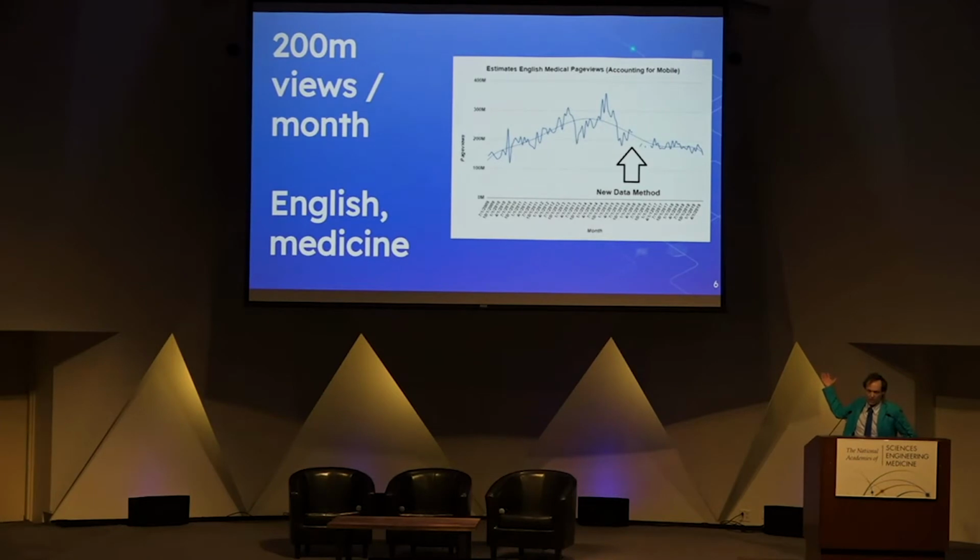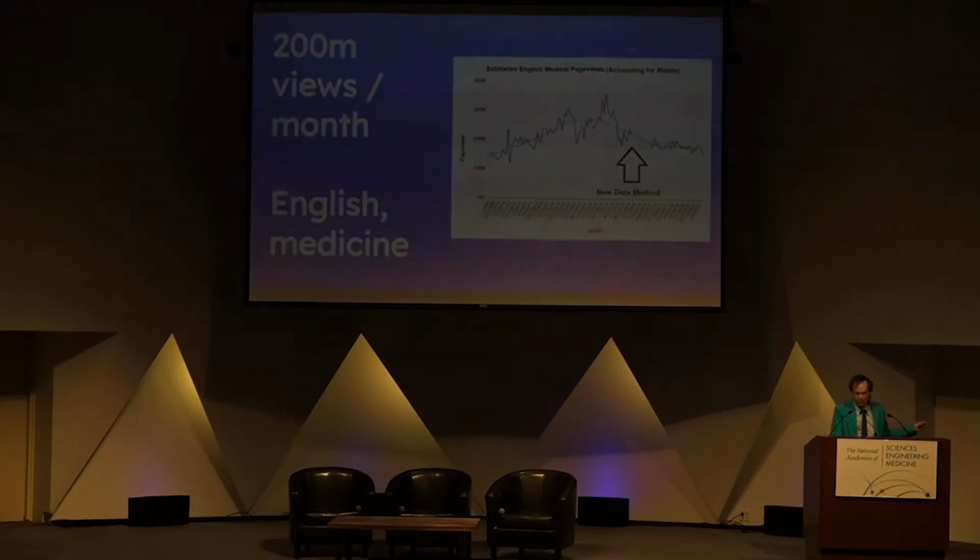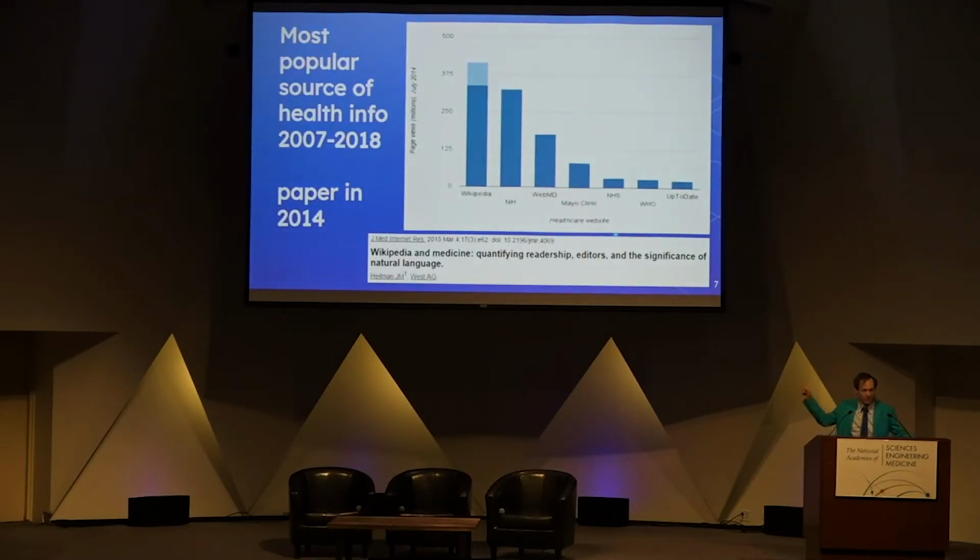We collect all the metrics for this, and just the slice of Wikipedia, talking about English Wikipedia, which covers medicine, it gets about 200 million page views in every month. That means if you're charged with trying to distribute or disseminate medical information and you put it in Wikipedia, you're going to reach an audience that is absolutely large. Not only is it absolutely large, it's also relatively large as compared to other sources of medical information.